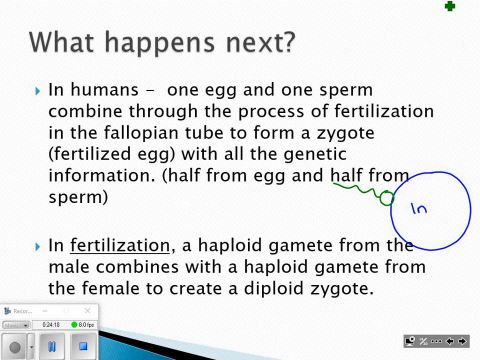Okay, so at fertilization, the haploid gamete from the male, that's the sperm, combines with that haploid gamete from the female and creates that diploid zygote, 2 copies of the chromosome. Does that kind of make sense? And that's what we're going to talk about next.